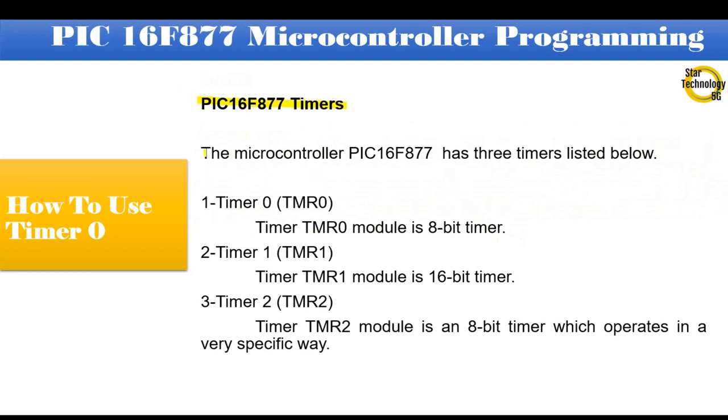PIC16F877 Timers. The microcontroller PIC16F877 has three timers listed below. 1. Timer 0. Timer TMR0 module is 8-bit timer. 2. Timer 1. Timer TMR1 module is 16-bit timer. 3. Timer 2. Timer TMR2 module is an 8-bit timer which operates in a very specific way.